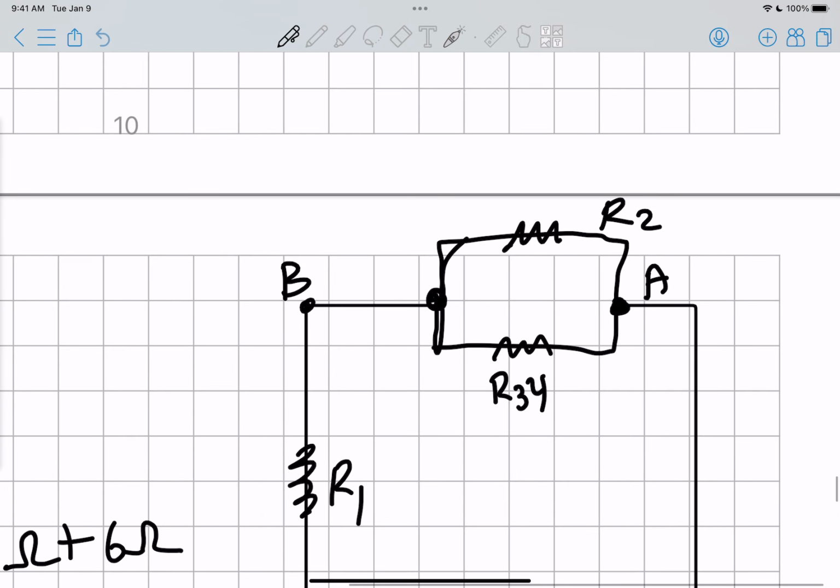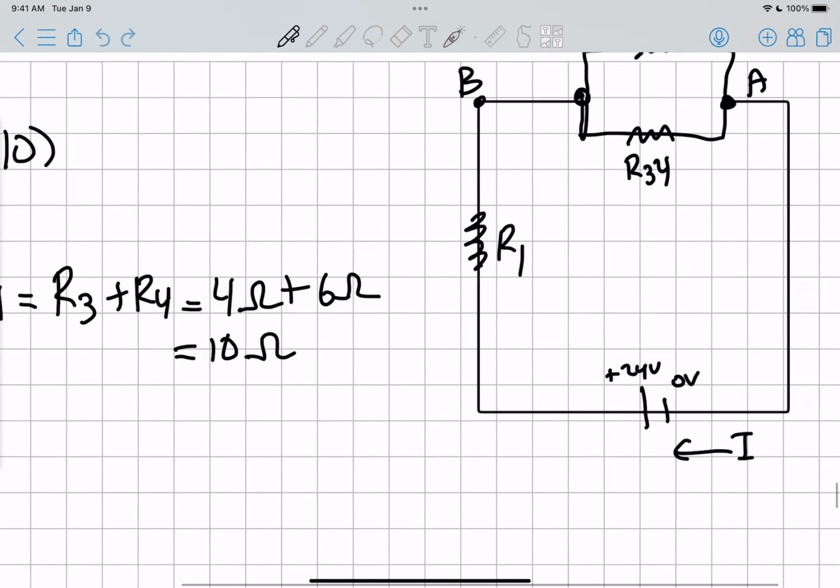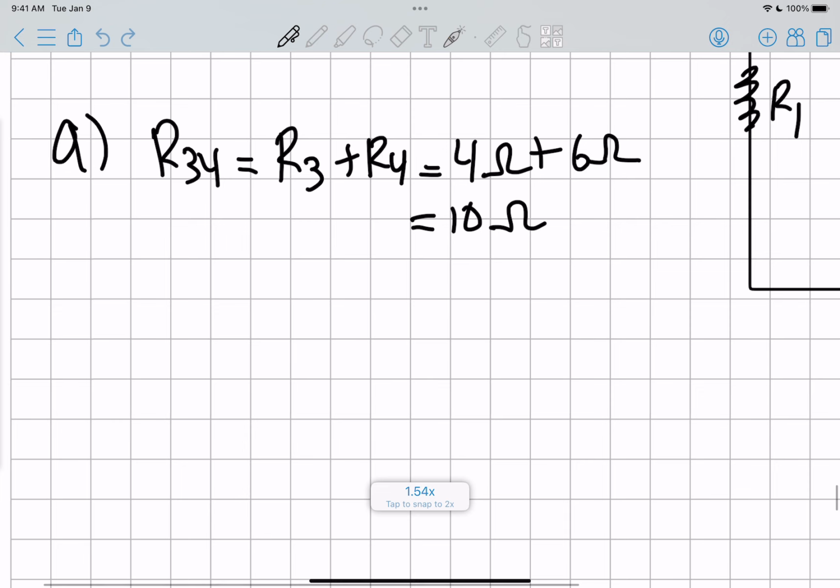Because you branch off. This is a sub-branch and this is a sub-branch, right? You go from watching The Flash to watching Supergirl and an episode of The Arrow, right? So R2 and R34 are in parallel.